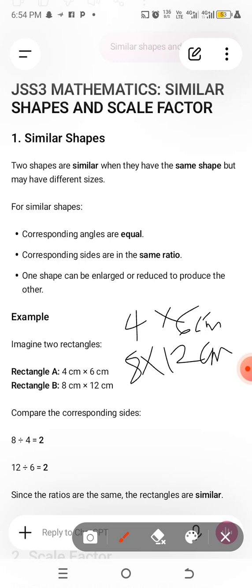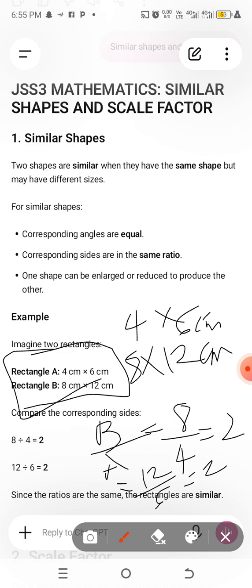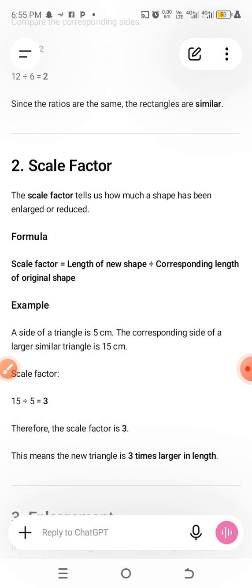Now you have to compare the corresponding sides. You take rectangle B over rectangle A. So that will be 8/4, which is 2, then 12/6, which is 2. That will be 2:2. You see that their corresponding sides have an equal ratio of 2:2. Do you understand? I think you are getting me.